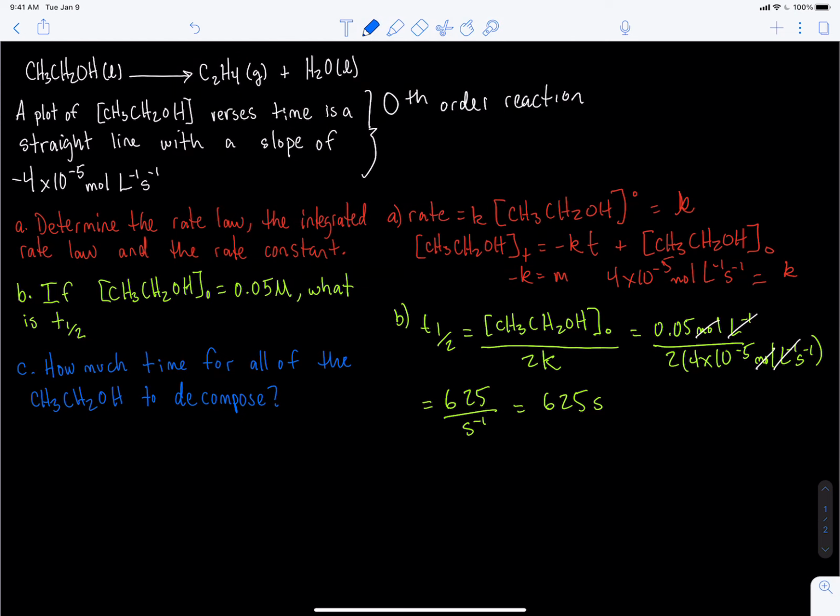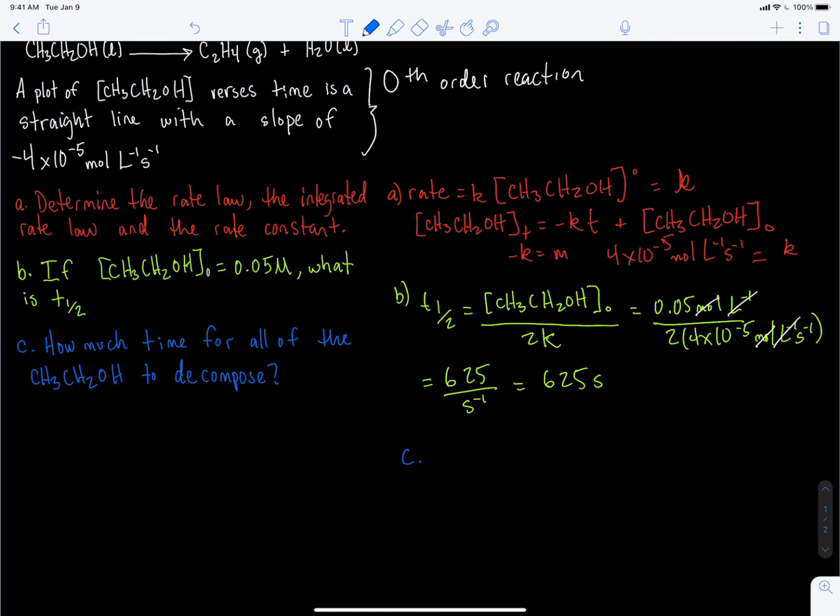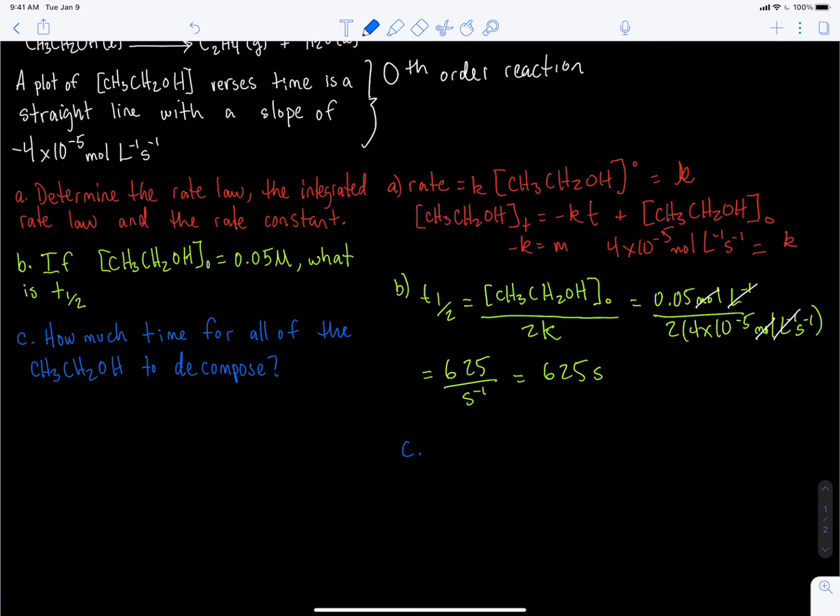And now we can move on to this last part, which is part C. So in part C, we're being asked how much time for all of the ethanol to decompose. Whenever you're asked to relate concentration, which is what they're asking for here, with respect to time, you're almost always using the integrated rate law, or some form of it like the half-life. But the main thing is you're not using this differential rate law here. That's not helpful for this. We're going to be using this equation.